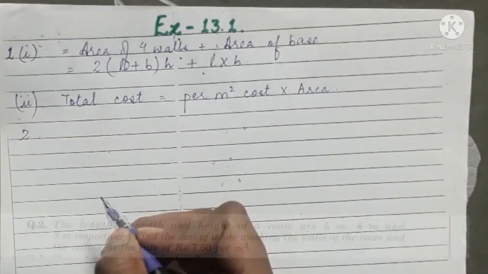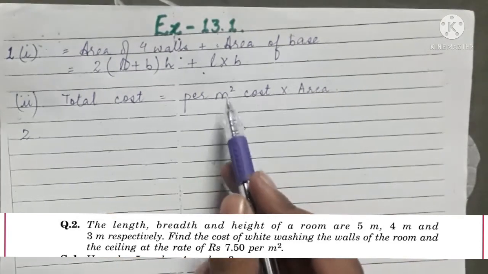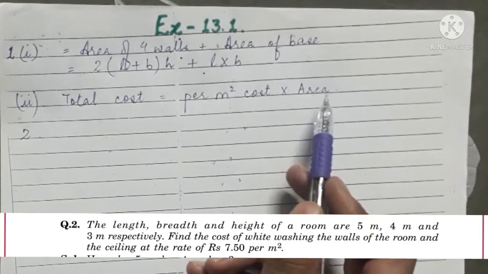Let's move on to the second question, that is: the length, breadth and height of a room are 5 meter, 4 meter and 3 meter respectively. Find the cost of whitewashing the walls of the room and the ceiling at the rate of rupees 7.50 per meter square. So here also the length, breadth and height of the room is given, and whitewashing is done only on the walls of the room and on the ceiling. So we have to find the total cost when the per meter square cost is given. So firstly we will find the area.